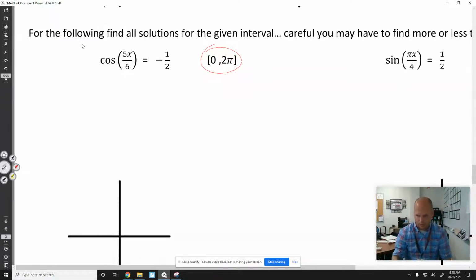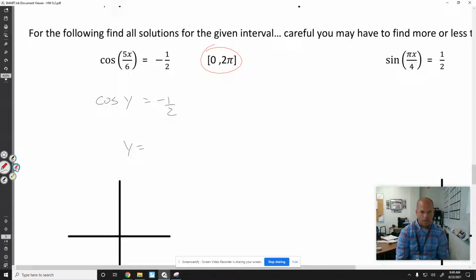We got an alternate approach. Here's my alternate approach: just change what's inside. Instead of 5x over 6, just say that's just something else, and make it a simple question that we were just doing. When is cosine equal to negative a half? Okay, and let's find our solutions for y.